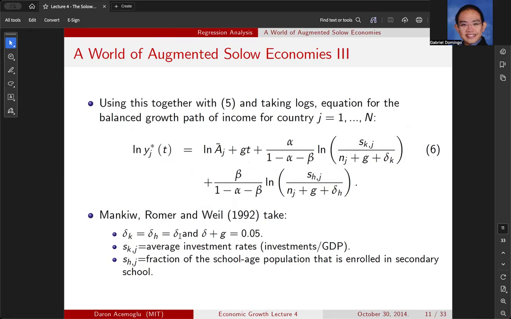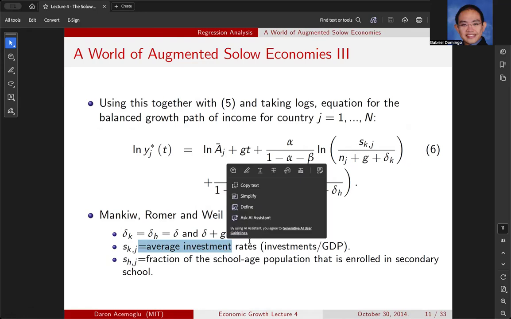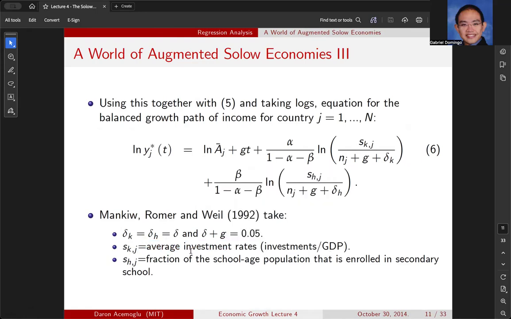Delta_K, delta_H, and delta plus g is 0.05. These are the assumptions of Mankiw-Romer-Weil. So basically, some of these numbers they substitute with estimated, or calibrated, I should say, calibrated values. s_K,j is data. This comes from average investment rates, investment over GDP. s_H,j is the fraction of the school-aged population that is enrolled in secondary school. So that's a measure of human capital.